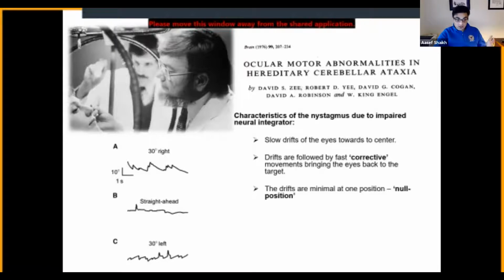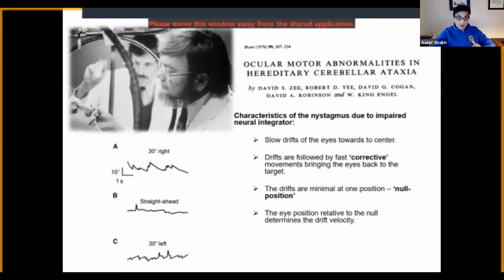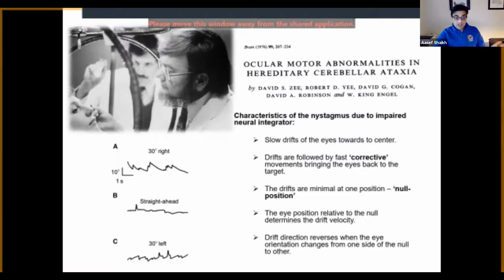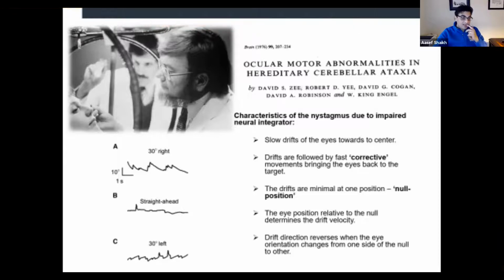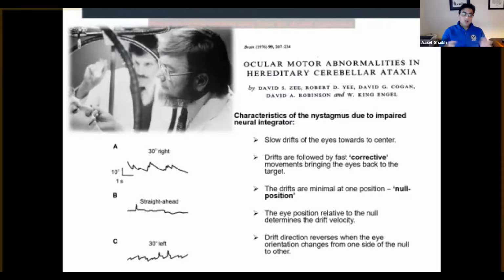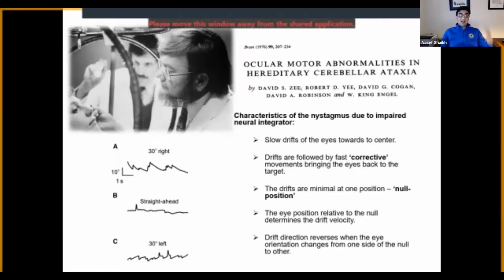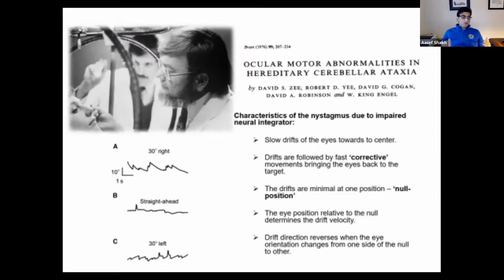There is a null position, for example here, which is straight ahead, where there is no drift. When the eyes go opposite from the null, the drift direction changes. Not only that, the drift velocity increases gradually as the eyes go farther away from the null. These are rules that the brain follows, which are signs of neural integrator failure. They are quite well embedded in the ocular motor and neuro-ophthalmology field, and it's been a very well-known fact for many decades.